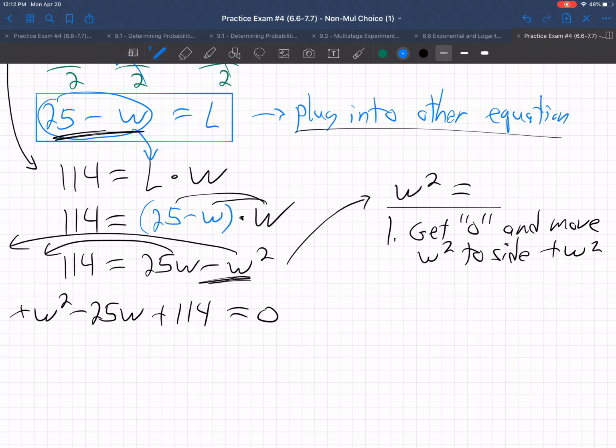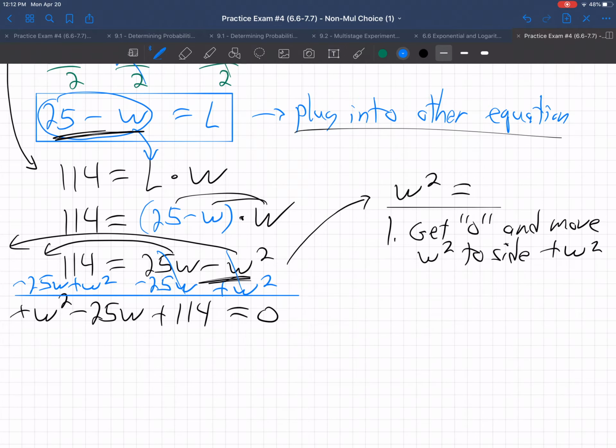I don't want that to seem like magic. I just subtracted 25W and added W squared to both sides. That's really what we did there, right? It canceled these out, producing a 0 on the right side, and now we've got the signs you see on the other side. I just rearranged them, but those are their signs. Okay, so that's step 1.